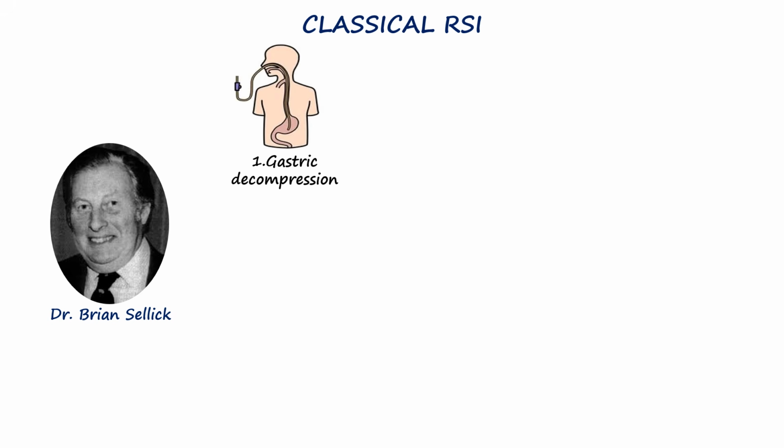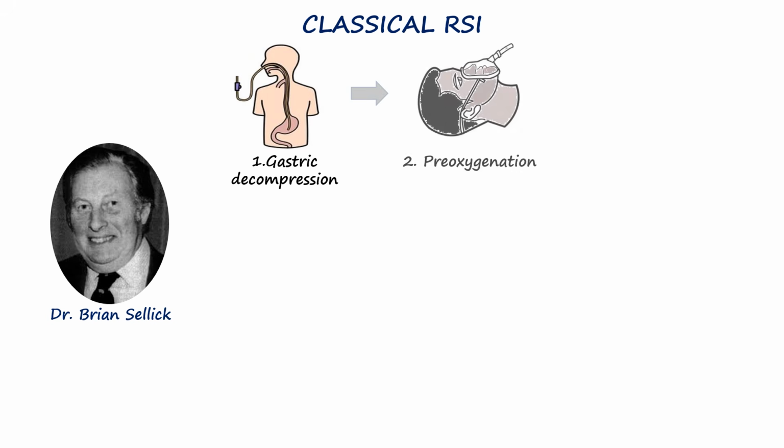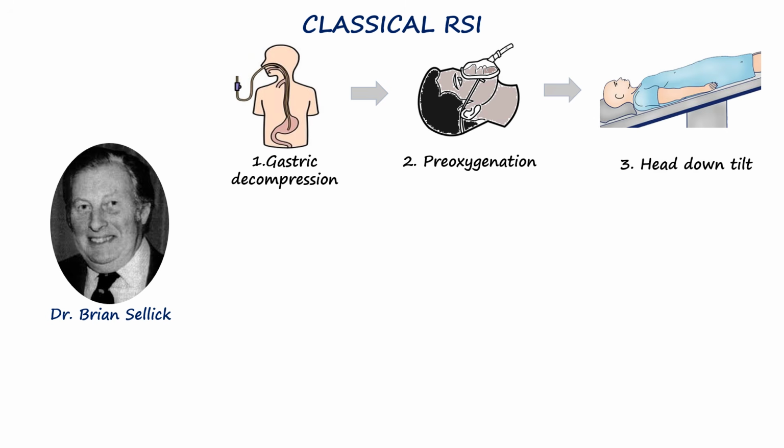RSI was originally described in 1961 by Dr. Brian Sellick. His method is now referred to as classical RSI. Classical RSI begins with gastric decompression via orogastric tube placement and removing it immediately. This was done to reduce the volume of gastric content that can cause aspiration. It was followed by thorough preoxygenation to maximize oxygen reserves. The patient is then positioned supine with slight head-down tilt to leverage gravity in preventing regurgitation.